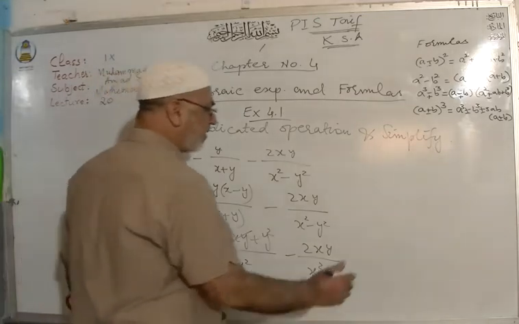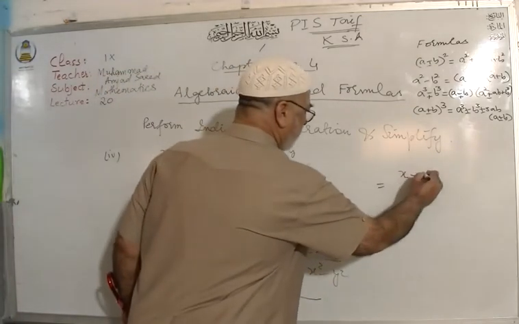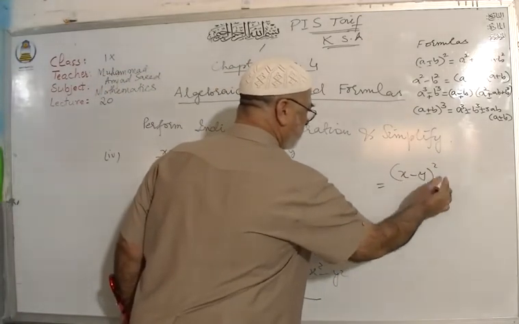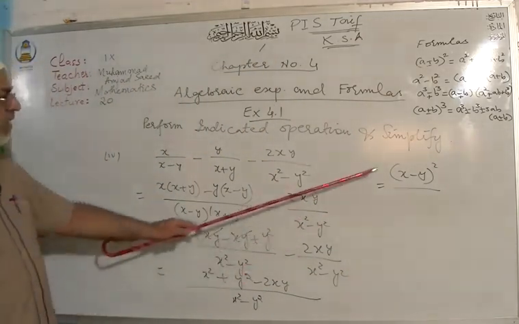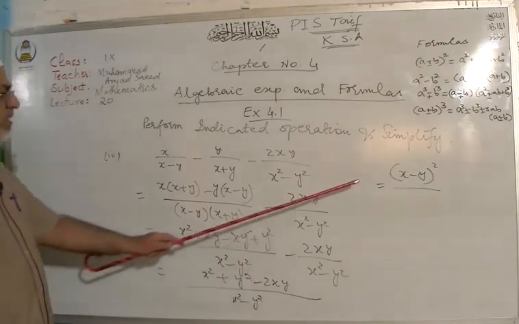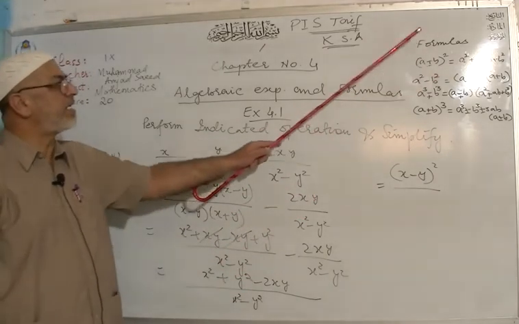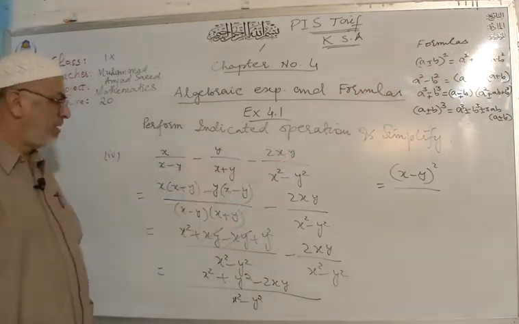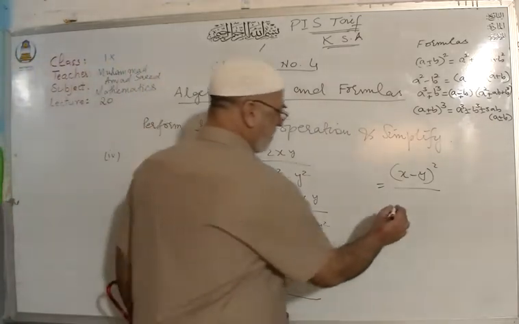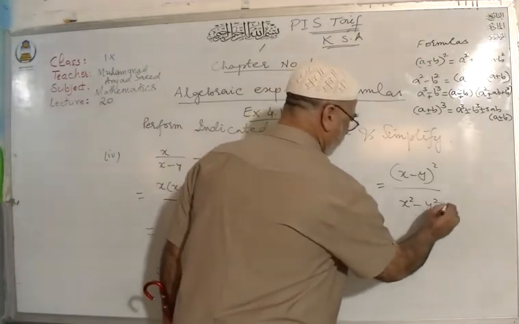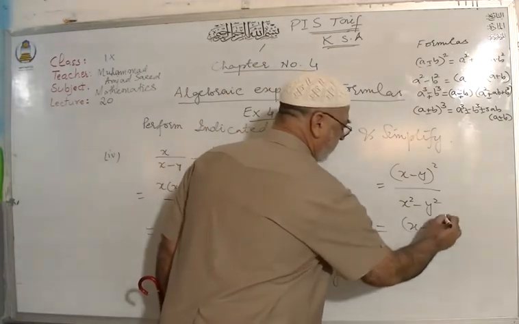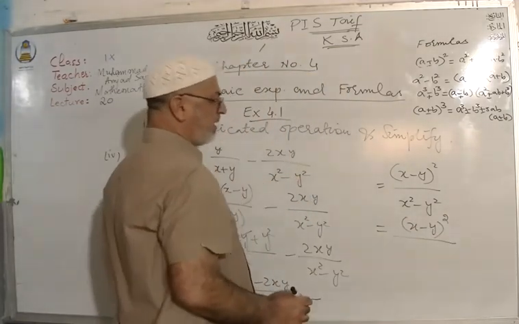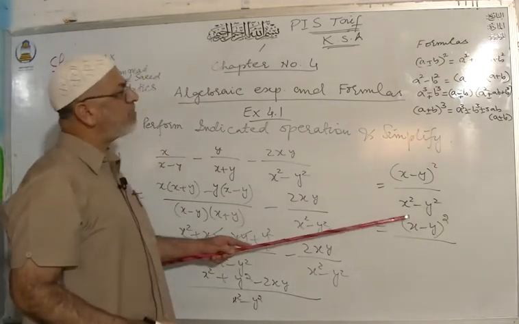And what you will write down here is x minus y whole square. This numerator is like this, right hand side to left hand side. And down is x square minus y square. You can write down x minus y whole square divided by, again, x square minus y square.